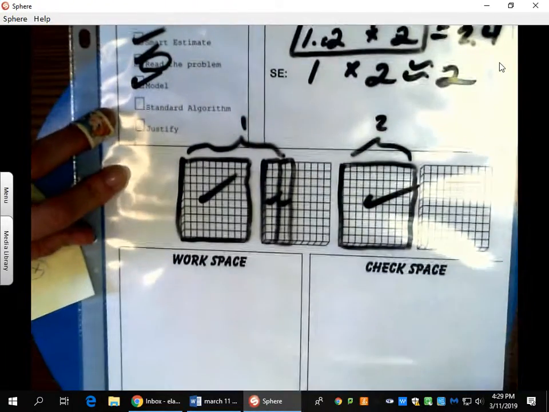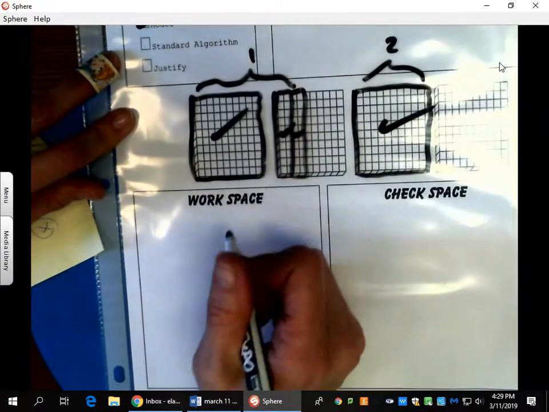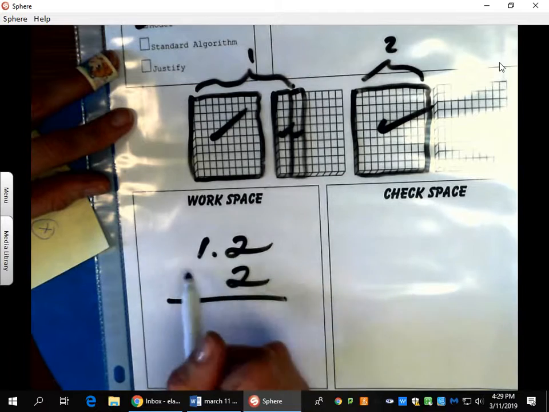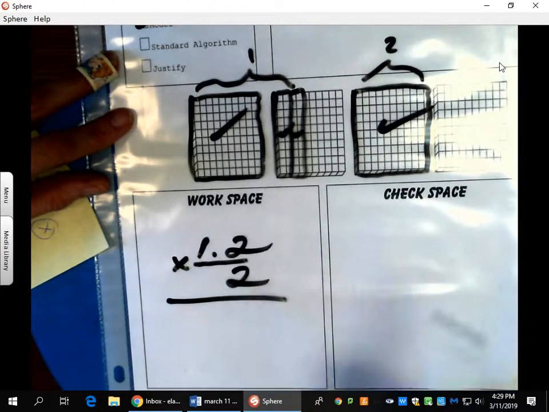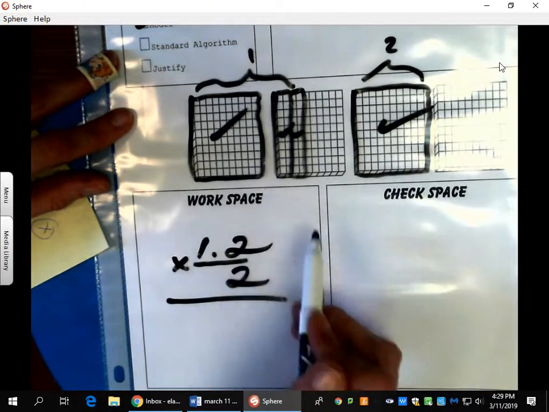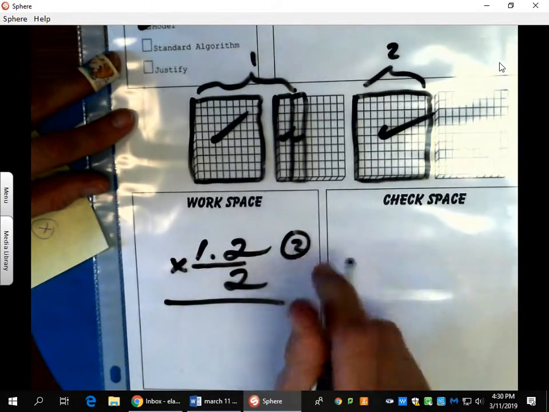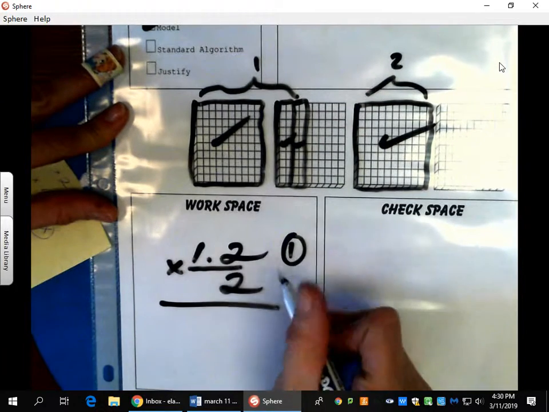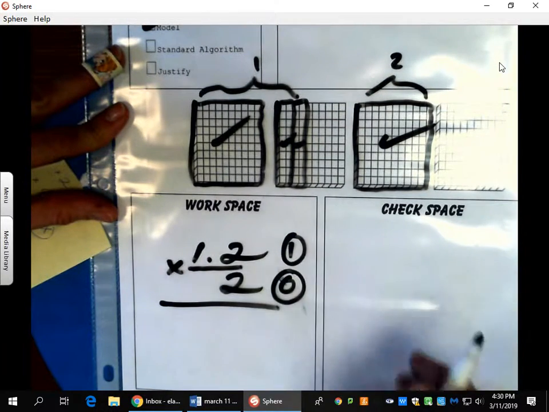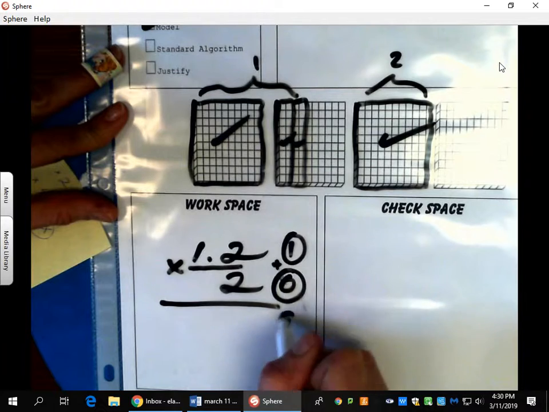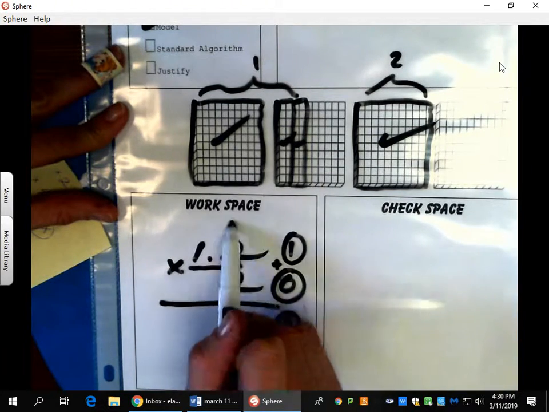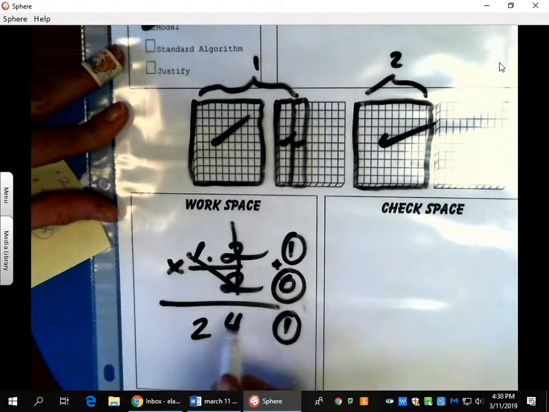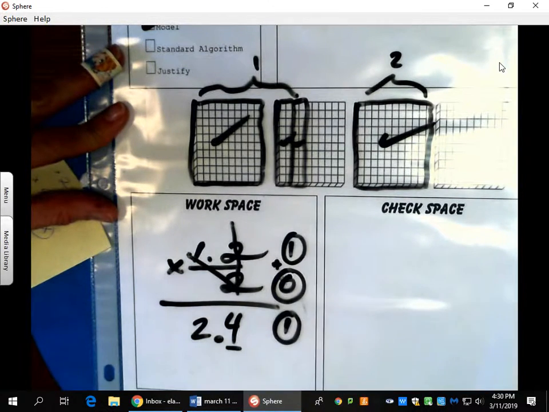Now let me check with the standard algorithm and make sure I'm on the right track. 1 2/10 times 2. More digits go on the top, even though it's a smaller number, more digits on the top. Not 2 places after the decimal, silly. 1 place after the decimal, 0 places after the decimal, so 1 plus 0, my answer will have 1 place after the decimal. 2 times 2 is 4, 2 times 1 is 2, and there's 1 place right there after the decimal.